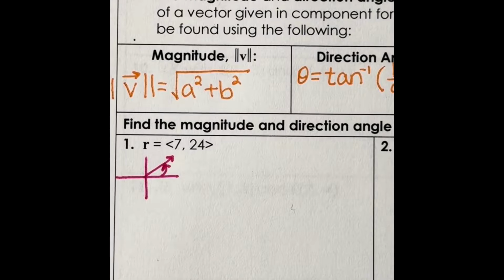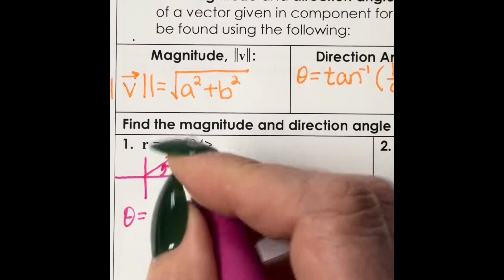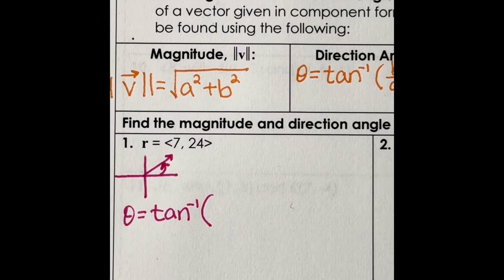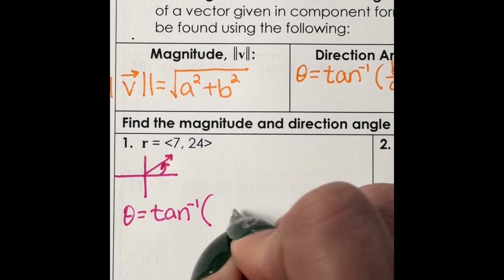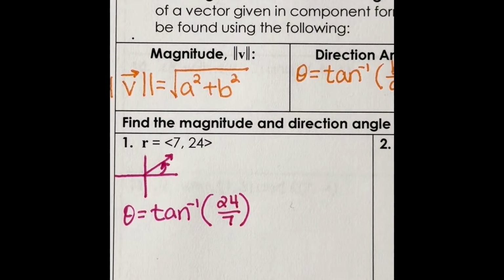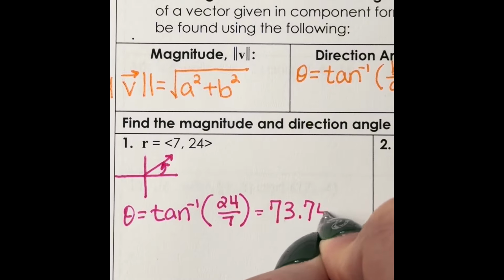All right, so to find it, we're going to take theta equals inverse tangent of, because we already have a and b, we can just plug those in. b is 24, a is 7. So we plug the inverse tangent of 24/7 into our calculator. And what you're going to get is 73.74 degrees.